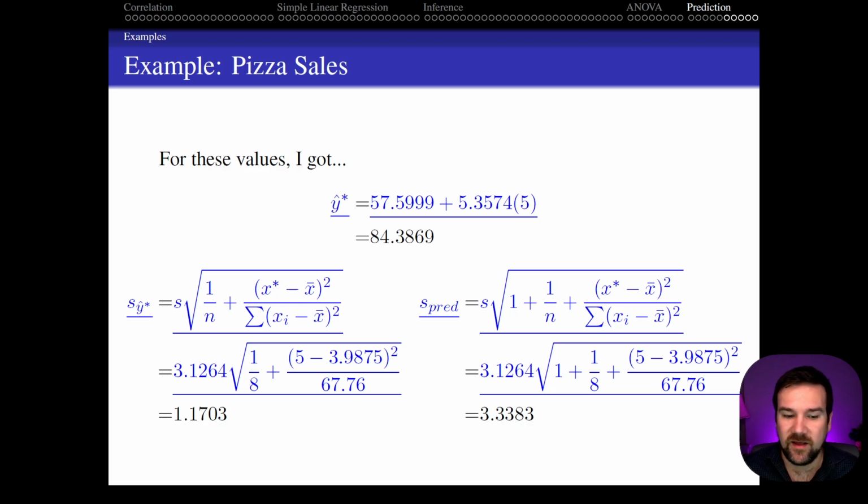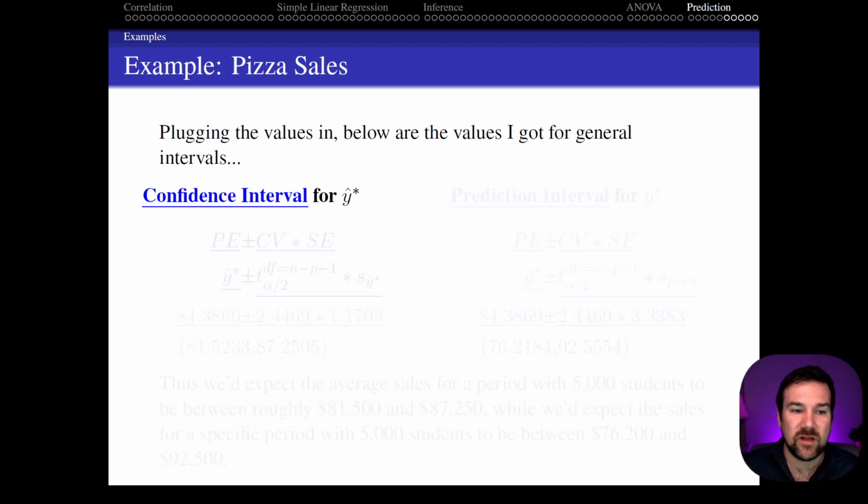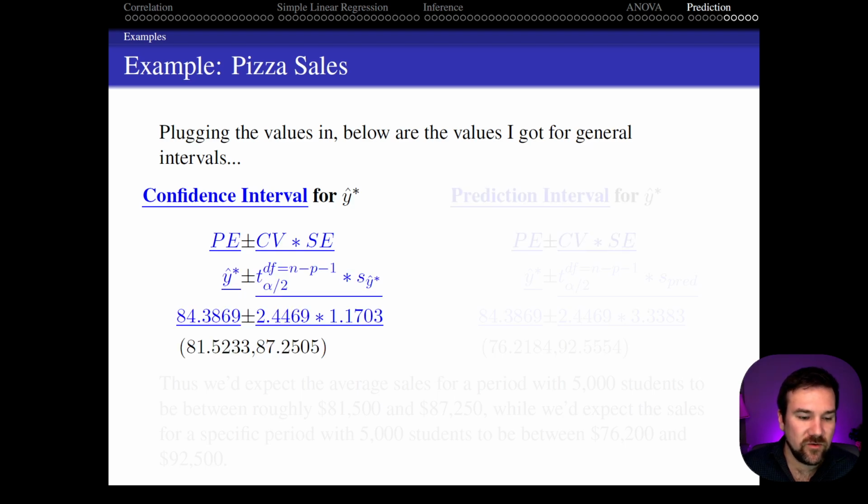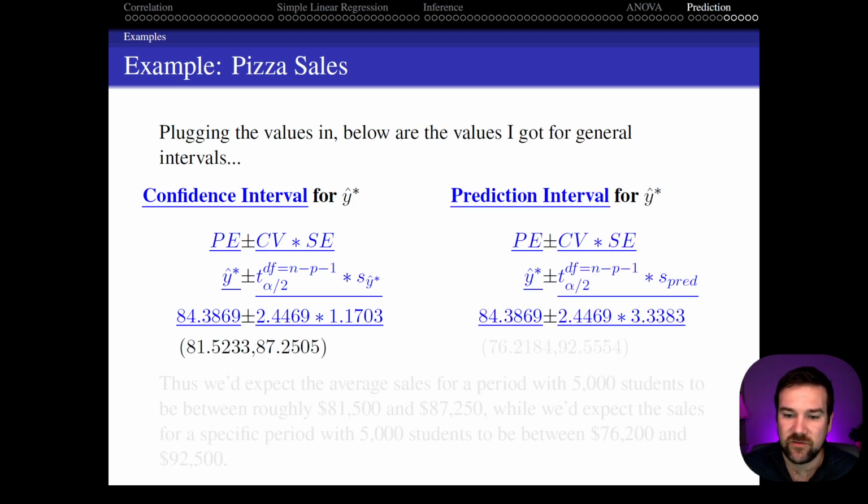I hope not. But yeah, these are the values that I'm getting for my standard error for my confidence interval for prediction and standard error for prediction. You'll notice the standard error for the confidence interval for prediction is less than half of the standard error for the prediction interval for prediction. Again, it's going to give me a much smaller interval. Plugging these values, I get my interval 81.5 to 87.25, give or take, for the confidence interval for prediction. And for the prediction interval for prediction, I get 76.2 to 92.5, give or take.